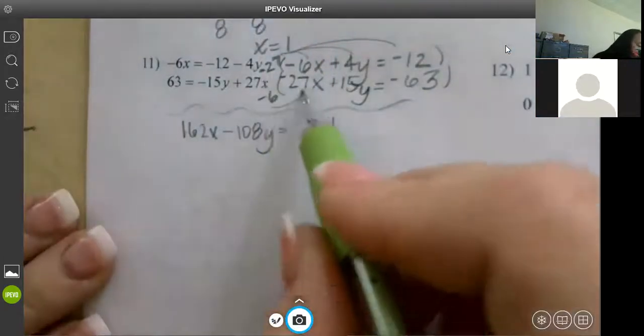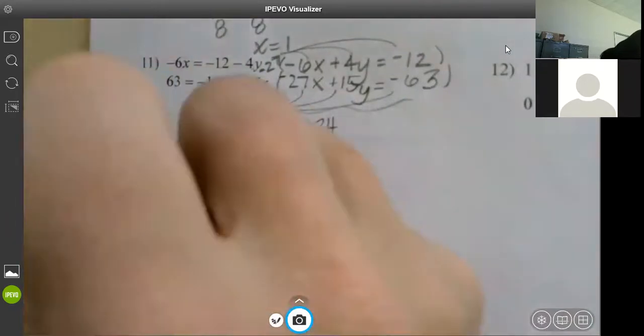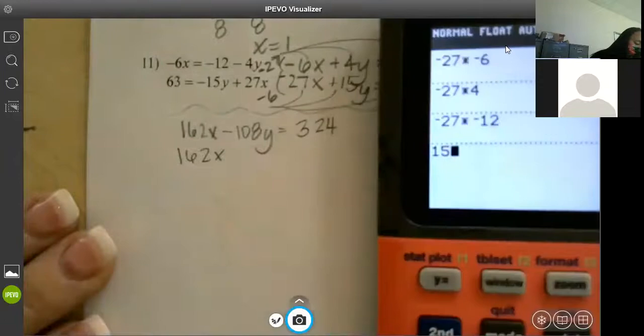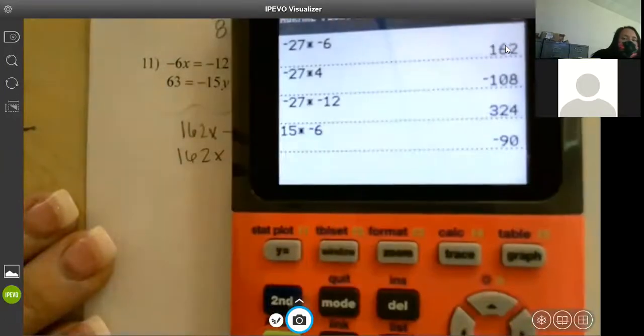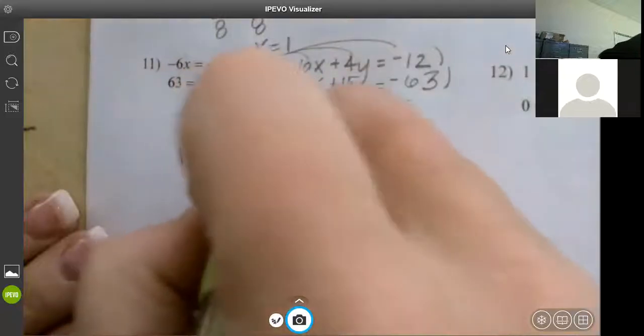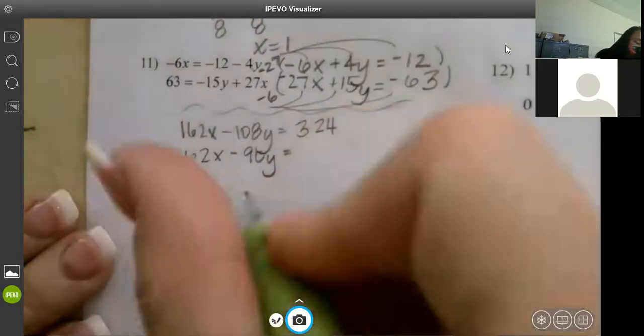Do the same thing with the bottom equation. -6 times -27 gives us 162. 15 times -6 gives us -90. And then -63 times -6 gives us 378.